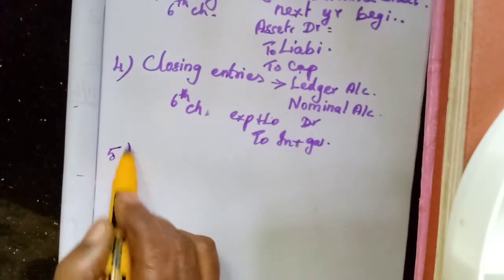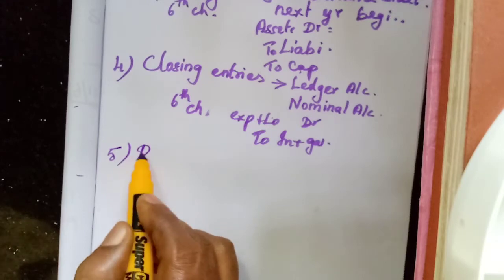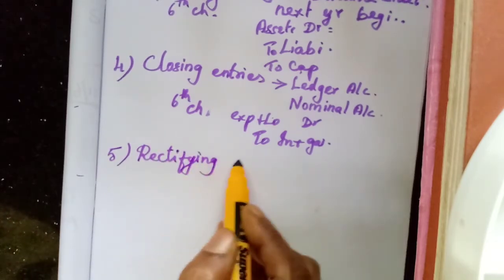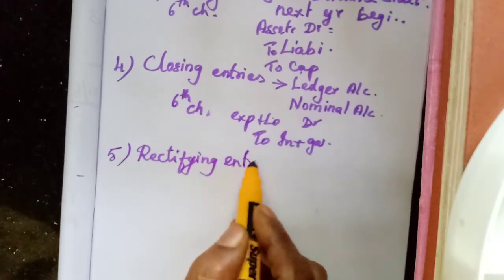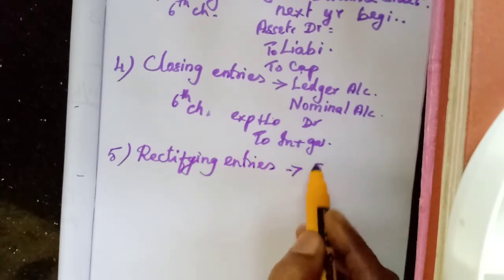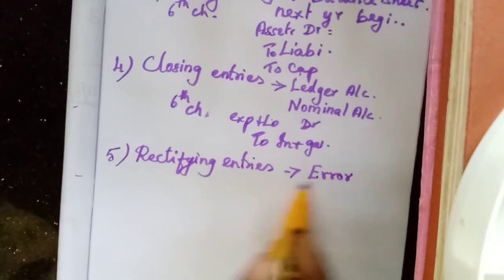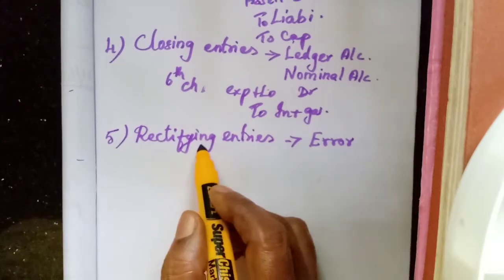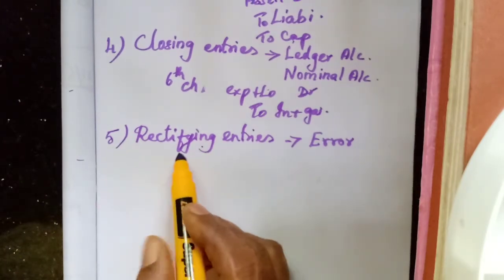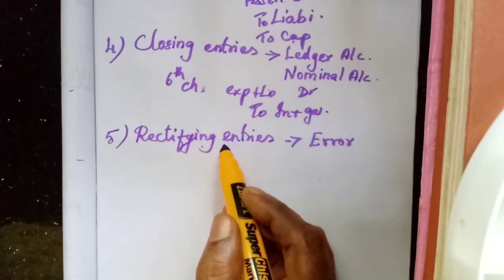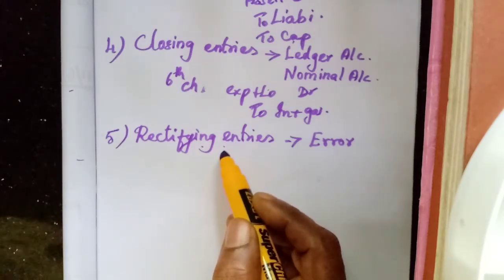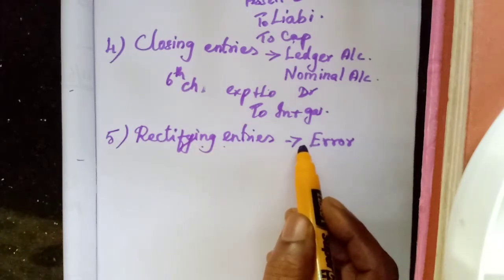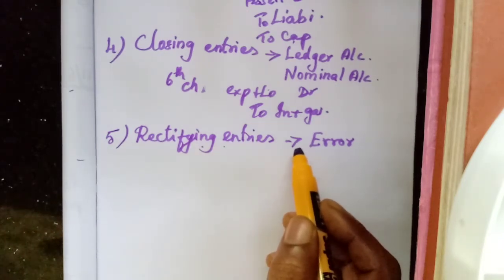Then the fifth one, rectifying entry. Rectify, what is the meaning? Rectifying means correcting, isn't it? So if there is any error, we need to correct it. Correcting errors is done through the preparation of rectifying entries. That's why it is called rectifying entries. We cannot rub out the error itself and write over it as we normally do.